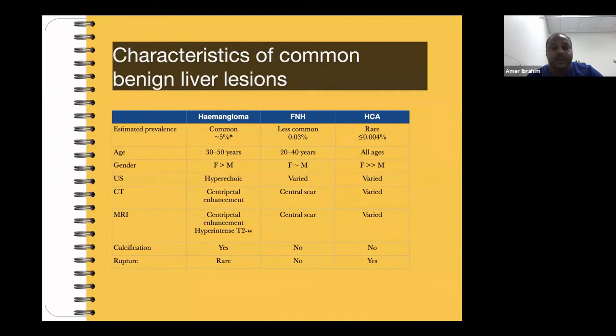This table is differentiating the main characteristics between the three hyperplastic solid tumors of the liver. The most important thing is the centripetal enhancement present in the hemangioma, as I told you, in the delayed phase. There is a central scar present in the focal nodular hyperplasia. And finally, rupture is very common with the hepatocellular adenoma, especially for those patients on oral contraceptive pills for a very long time, or when the size of the tumor is more than 5 centimeters.